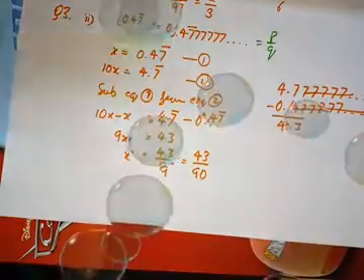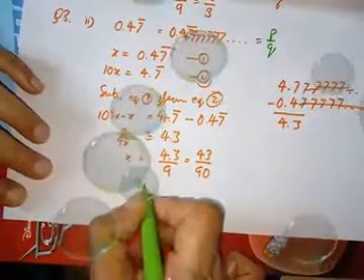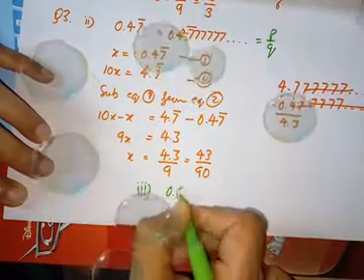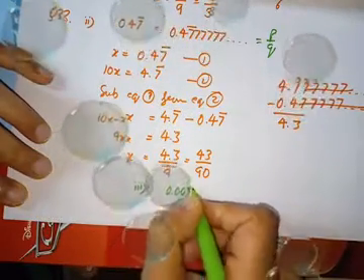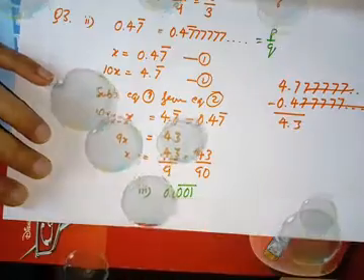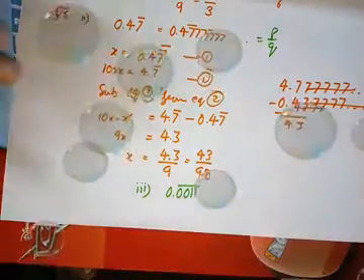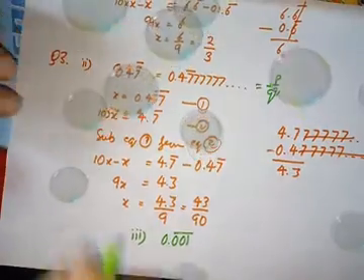And the next question, which I hope you will do yourself, is you have to represent 0.001 bar. So the bar is there on both the zeros and the 1. So this you have to do yourself. This is for your homework.